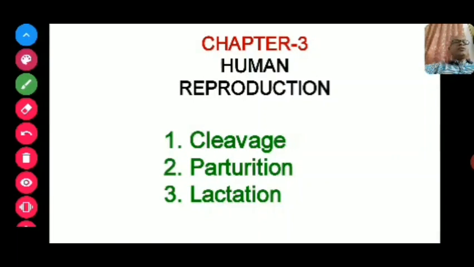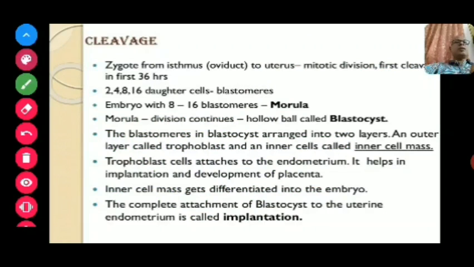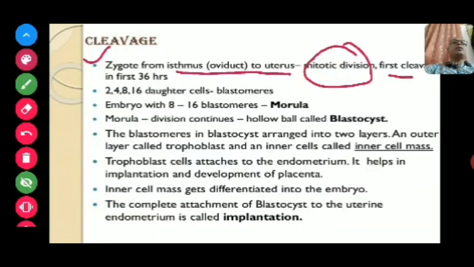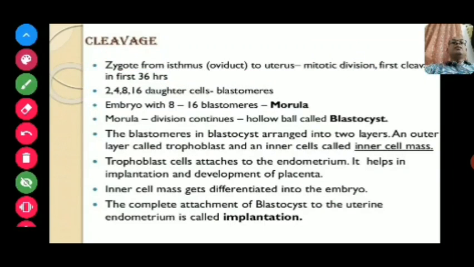Cleavage means, as you know, the zygote undergoes successive mitotic divisions called cleavage as it moves through the isthmus of the fallopian tube towards the uterus, and the daughter cells are called blastomeres. The first cleavage takes place in the first 36 hours. Initially, the zygote will form the 2 to 4 cell stage, 4 to 8 cell stage, 8 to 16 cell stage, and these individual cells are known as blastomeres.